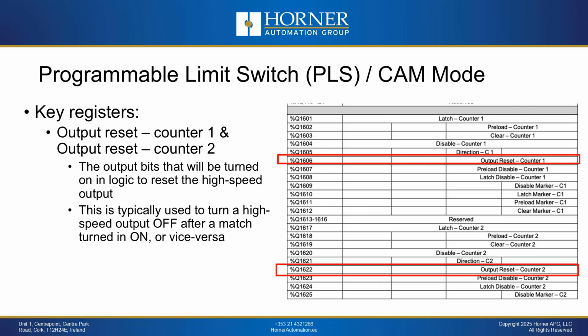Well, output reset bits. These are individual Boolean bits that you will turn on in your logic program to reset the high-speed output. For instance, you would typically use this if the high-speed output was turned on when we hit a match of a value, in other words, the match register matched the accumulator of the high-speed counter, and then it would fire the output. After that output fires, you may want to reset that and turn it off again, so it is ready to fire again. So you would use the output reset bit for your counter to make that happen. So that is what those are for, and you have 1 per counter.